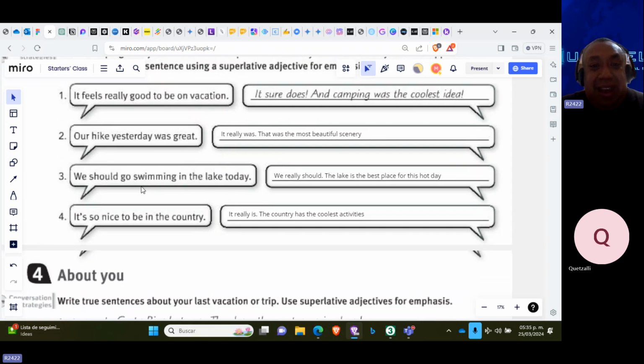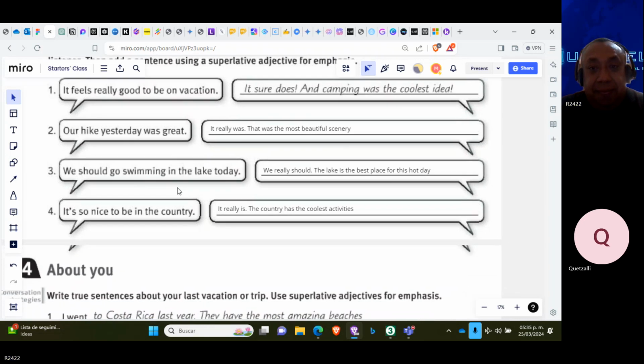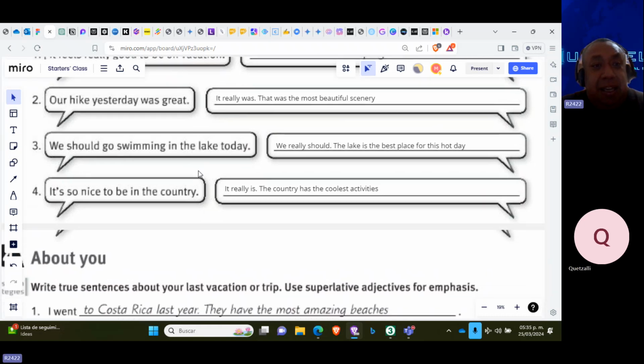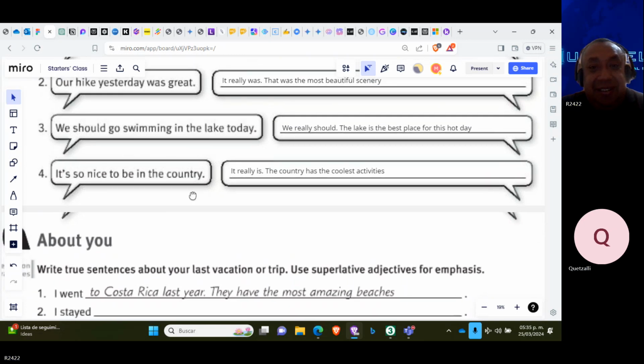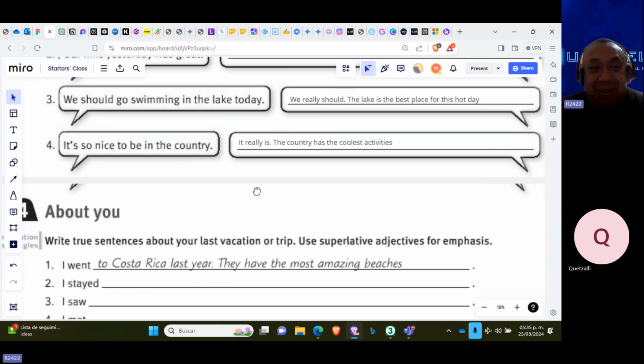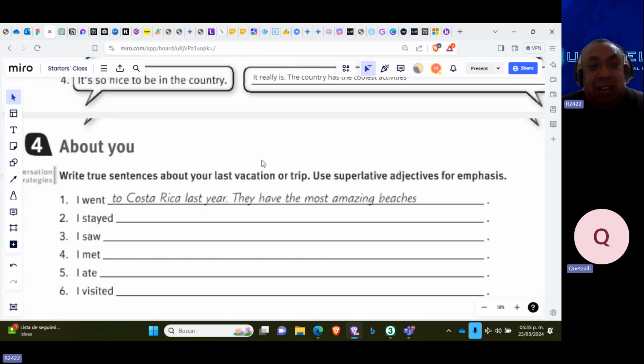We should go swimming in the lake today. We really should. The lake is the best place for this hot day. Wonderful. It's so nice to be in the country. It really is. The country has the coolest activities. Very good. Luis, what about you?